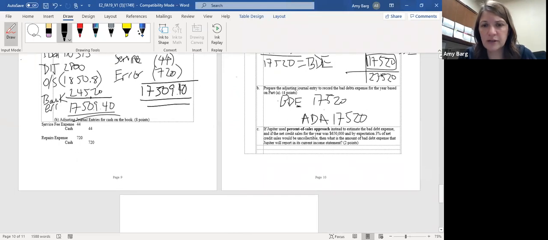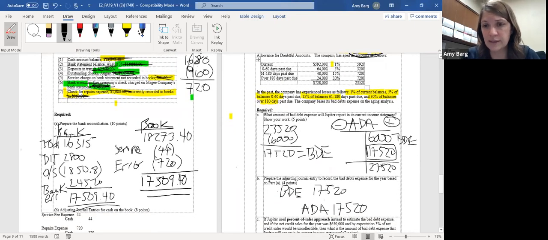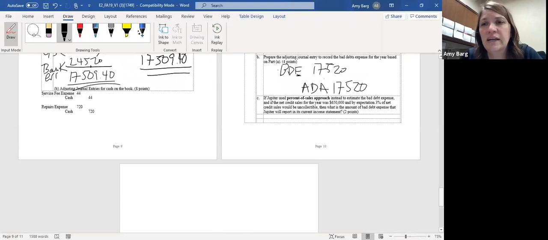All right, so the last part says, if Jupiter used the percent of sales approach instead to estimate the bad debt expense, and the net credit sales for the year was $650,000, and by expectation 3% of net credit sales will be uncollectible, then what amount of bad debt expense will Jupiter report? So the way that we did it before was the aging of receivables method. It was a balance sheet approach, and it gave you what the balance sheet account should be. The balance sheet account is the allowance for doubtful accounts, and it told you what the ending balance for the allowance will be. But credit sales are something that go on an income statement, right?